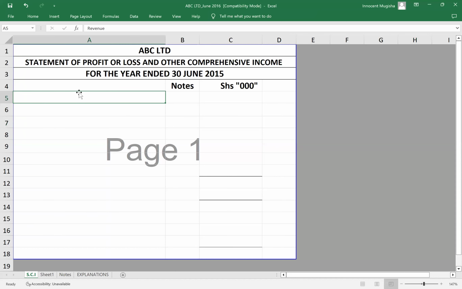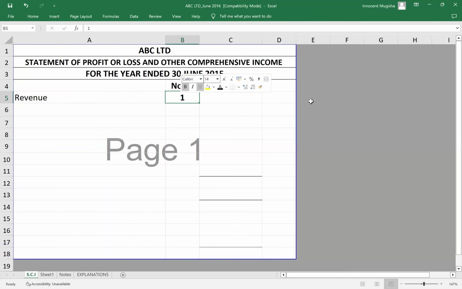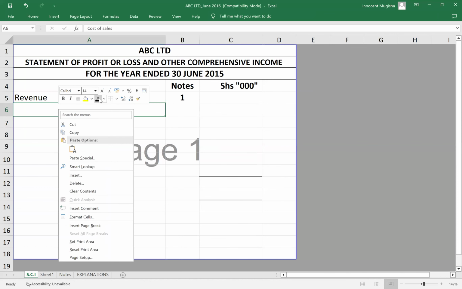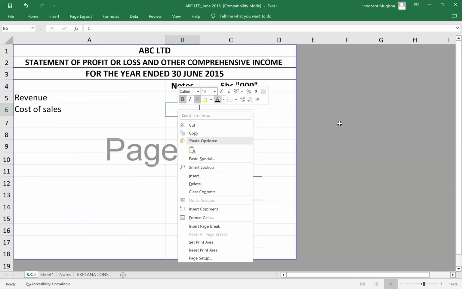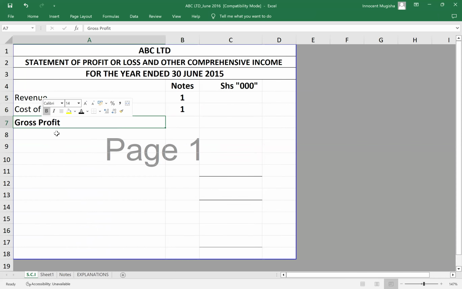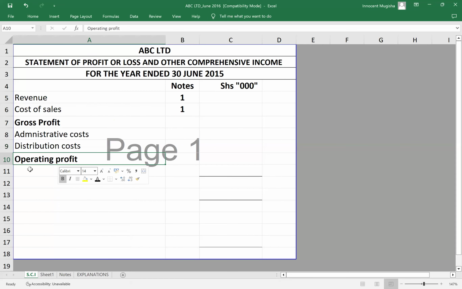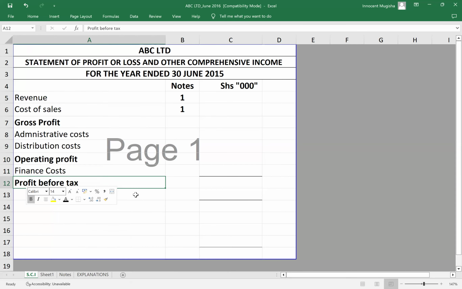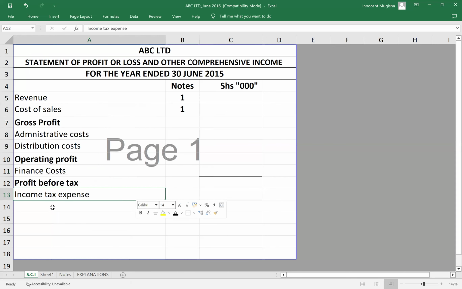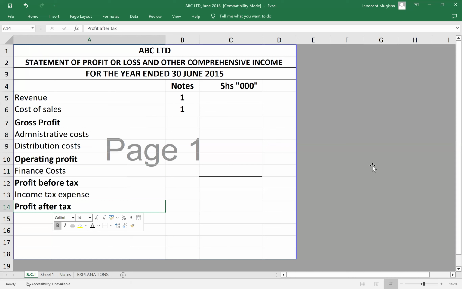So since we are doing P&L, we begin with the revenue, which we shall show in our note number 1. We have the cost of sales, again shown in note number 1. Then we have the gross profit. Then we have the administrative costs, the distribution costs, and the operating profit. We have the finance cost, profit before tax, bring in the income tax. Then we shall have our profit after tax. Now, as you can see, this is the information given in the trial balance.